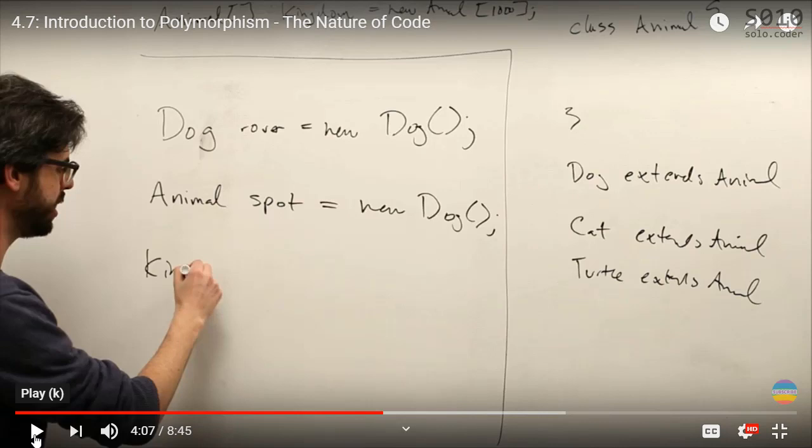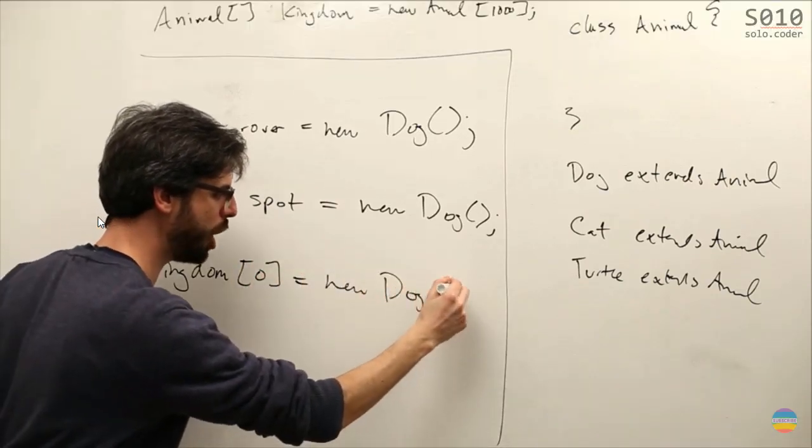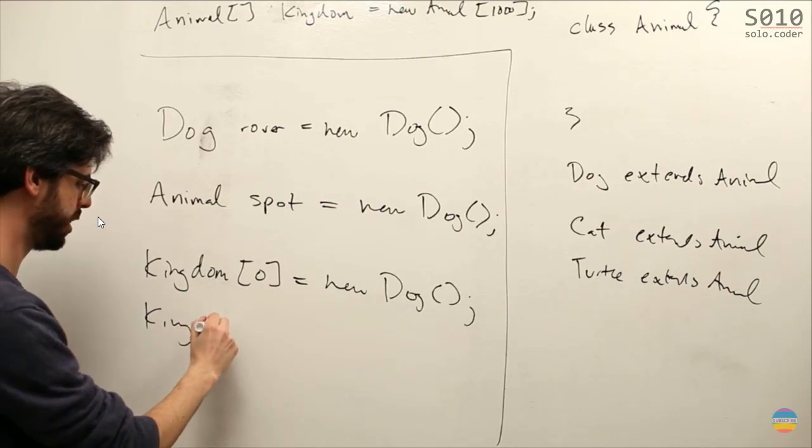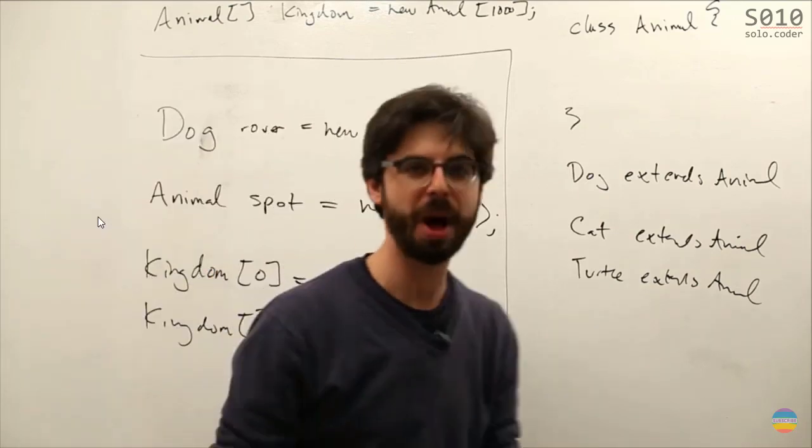And if anyone does not know what an array is, an array is a collection of objects, of items, okay? We're going to be working with collections a little bit later in the course, but in its basic form, an array is just a collection, for example an array of integers. Each item in the array has a different, in this case, a different animal. Kingdom index 0, for example, could be a new Dog. Kingdom index 1 could be a new Cat. This is the magic of polymorphism.